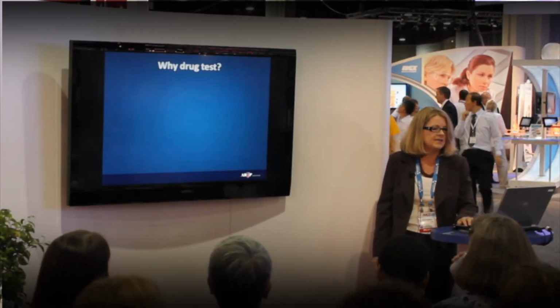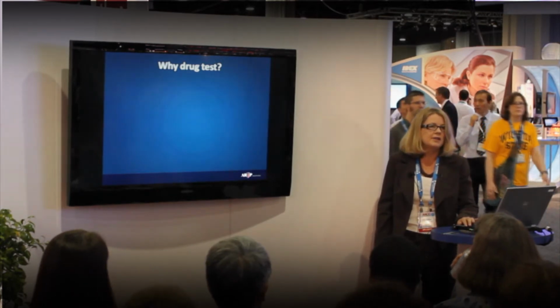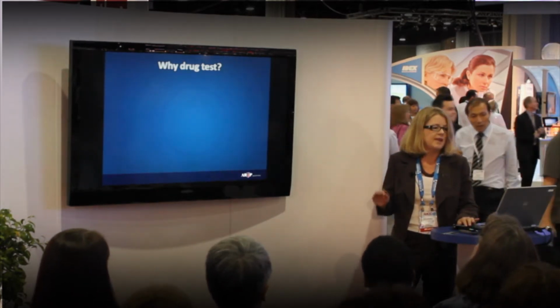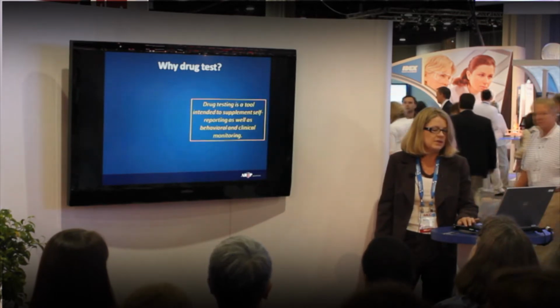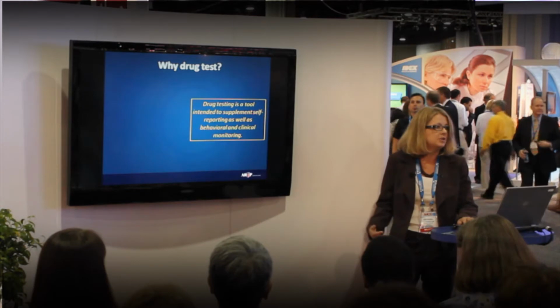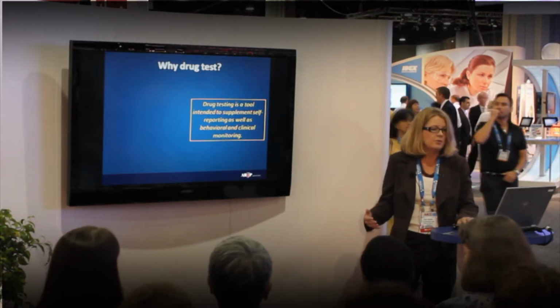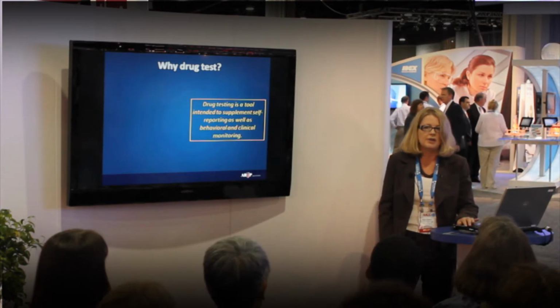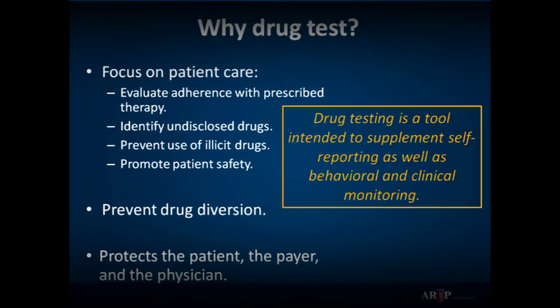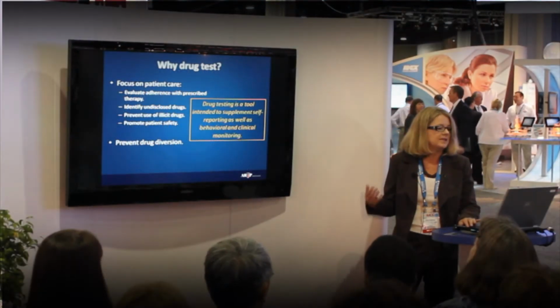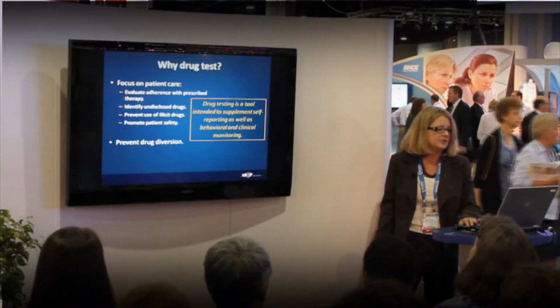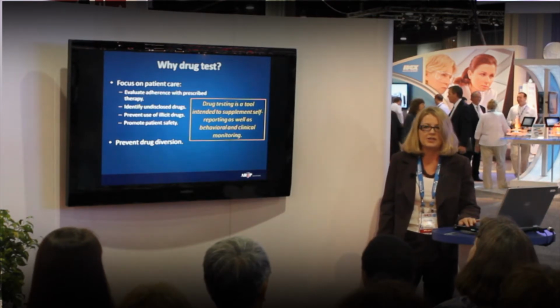So why drug test in this population? And what we're talking about are primarily non-cancer chronic pain management patients. The drug testing is becoming standard of care as a tool that supplements self-reporting, behavioral, and clinical monitoring. So as I said, this really is to help improve patient care from the perspectives of ensuring adherence with prescribed therapy, but also to assure abstinence from unprescribed therapies, including other prescription drugs as well as illicit drugs. And all this works together to promote patient safety.